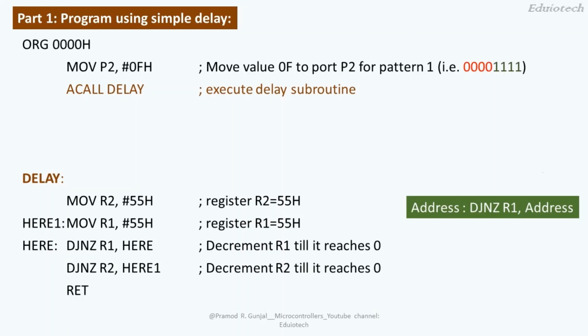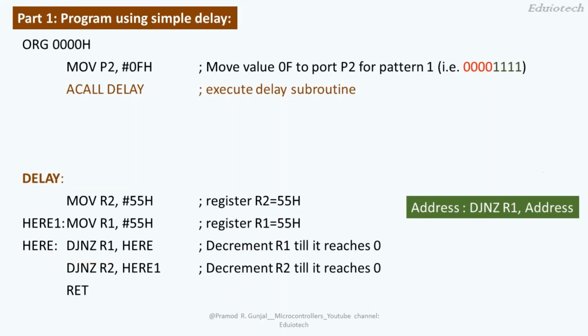Now here we take register R2 with value hex 55. Similarly, move the hex 55 value to the register R1. You can move any value to the registers as per need for how much time you need to keep LEDs on and off. Now we will spend much time over here by using an instruction DJNZ, that is decrement register and jump if not 0 to the relative address.